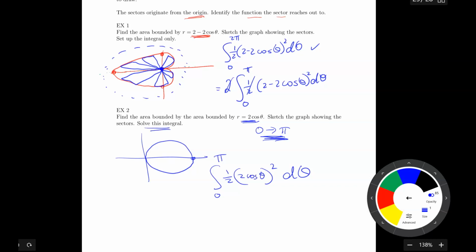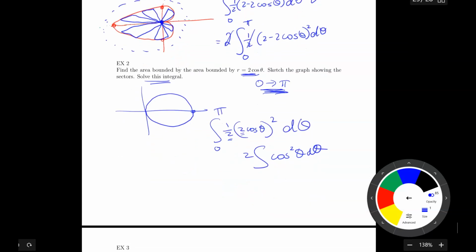Okay, it says to solve this integral. Sometimes I'll say set it up, sometimes I'm going to say solve it. So let's go solve this one. This 1/2 will be times a 4, right? So this will give me a 2 cosine squared theta d theta. And how do I solve something like this? Yes, you remember, half angle formula to the rescue.